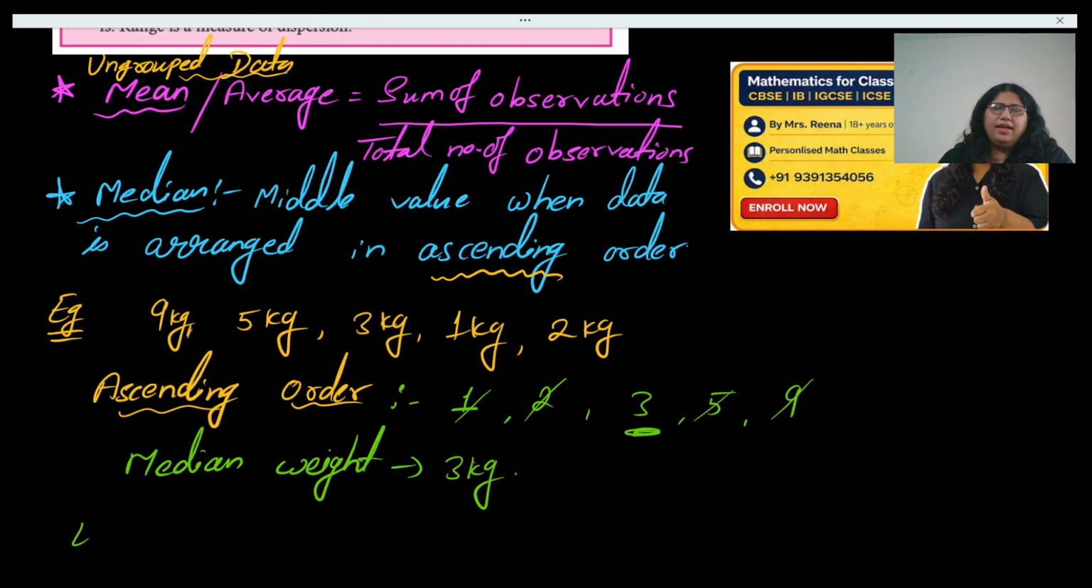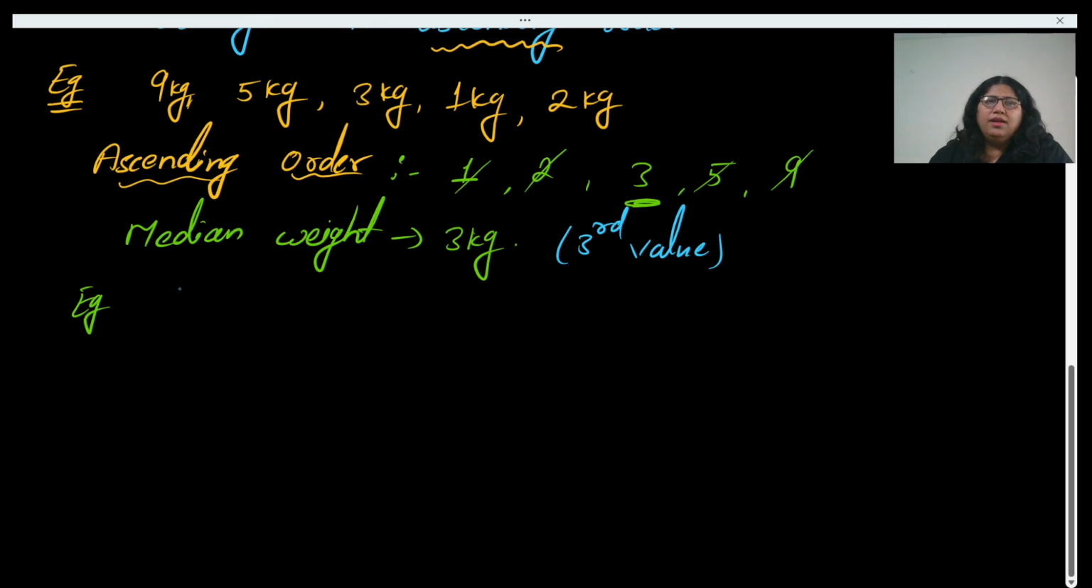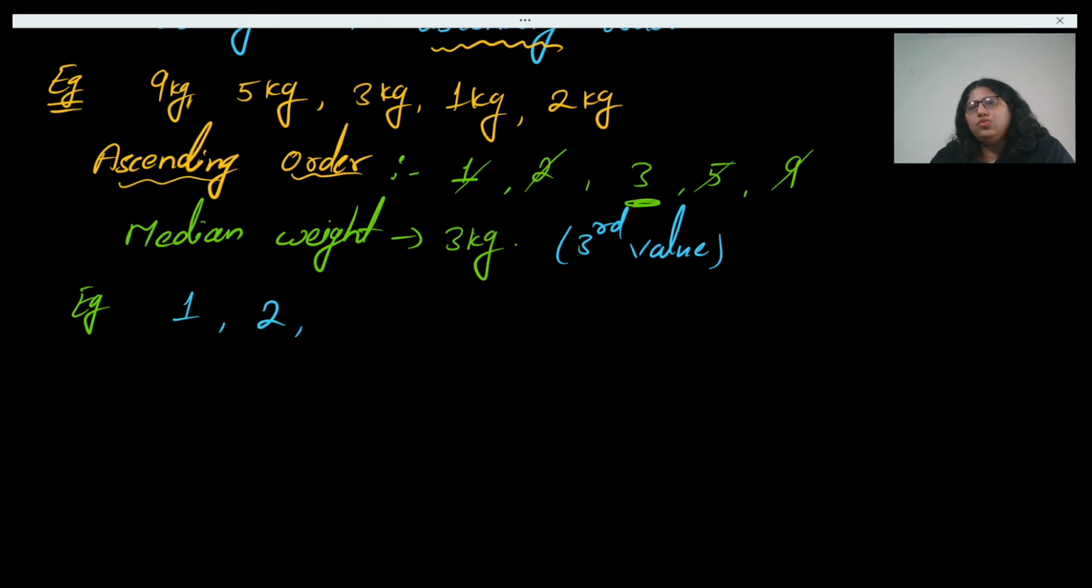Similarly, another example, the same example, if I add one more weight here. So this 3 kg is nothing but the third value. Now there is a formula also. First I am giving you an example, and then I'll give you the formula to understand how you are going to calculate the median when your data size is large. Now the same weights, if I add one more weight: 1 kg, 2 kg, 3 kg, 5 kg, 9 kg, and there is 10 kg.